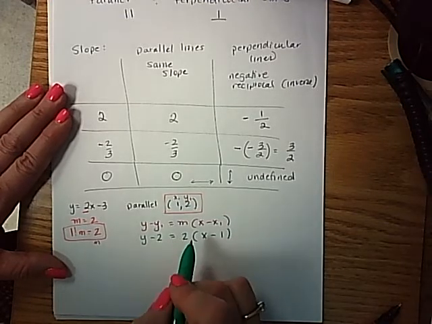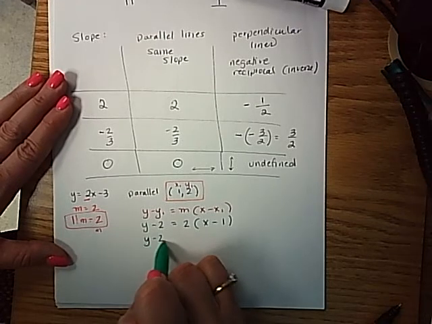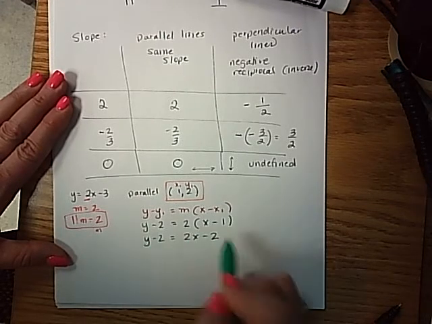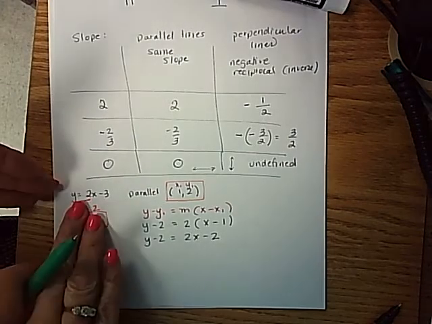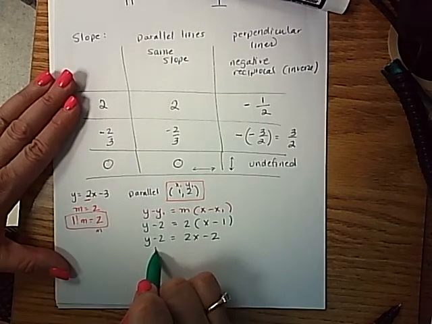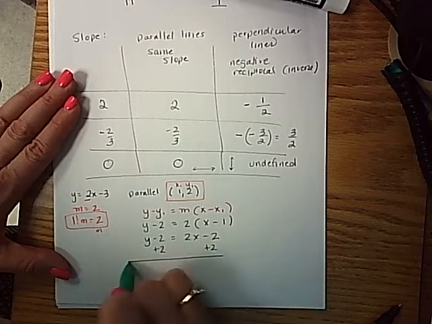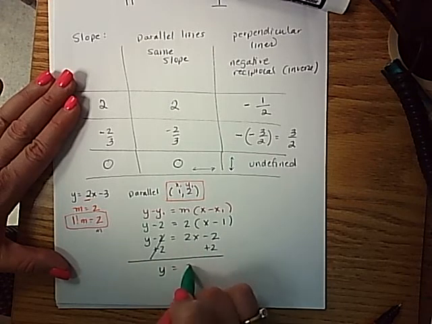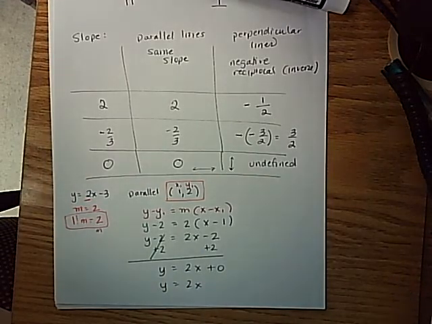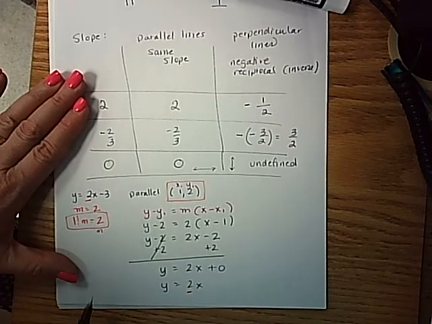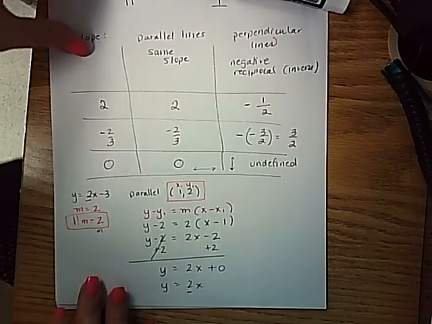Now to solve this, I'm going to distribute. And because it just asks us for the line that is parallel to this, I can go ahead and keep it in slope-intercept form and simplify. Now, because I know that the line is parallel, I should note that if this is 2 and that's 2, I'm on a good course there.